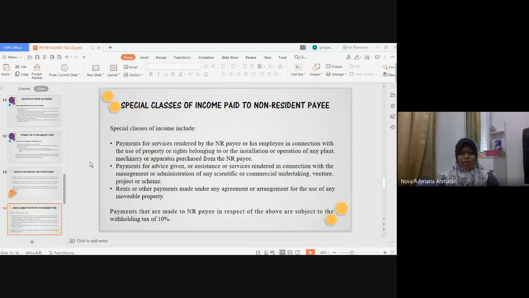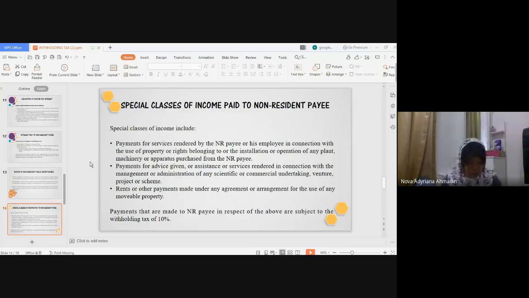with the special classes of income. Special classes of income paid to a non-resident payee are subject to Section 4A of the Income Tax Act 1967. Under special classes of income, there are three types. The first one is payment for service rendered by the non-resident payee or his employee in connection with the use of property or right belonging to the payee, or the installation or operation of any plant, machinery, and apparatus purchased from the NR payee.